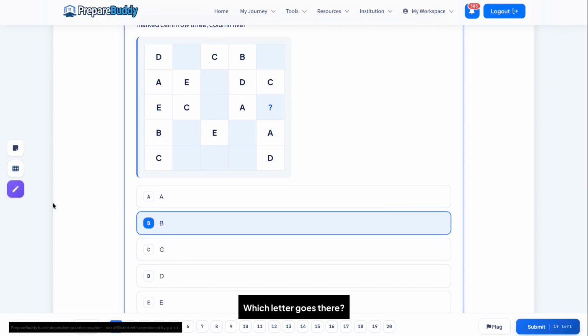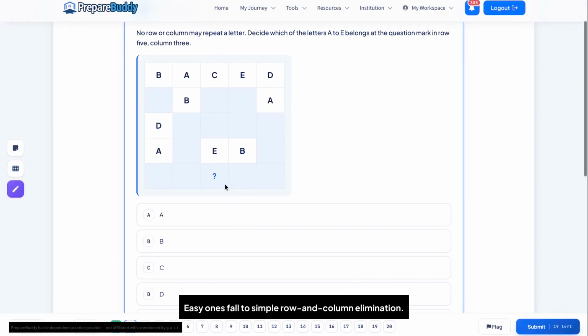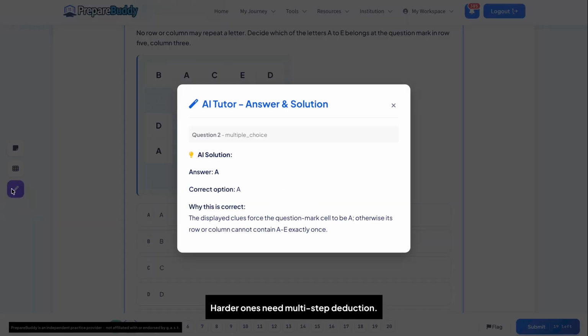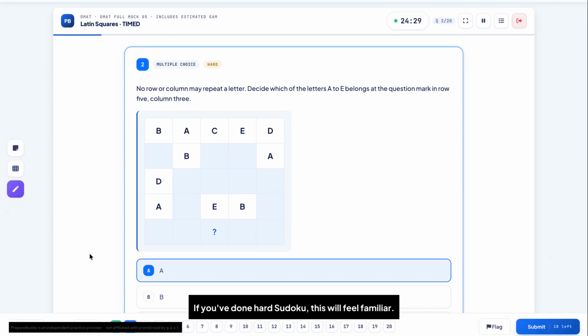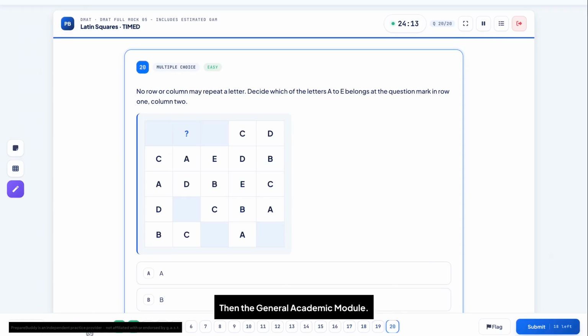Which letter goes there? Easy ones follow the simple row and column elimination. Harder ones need multi-step deduction. If you've done hard Sudoku, this will feel familiar. Then the general academic module.